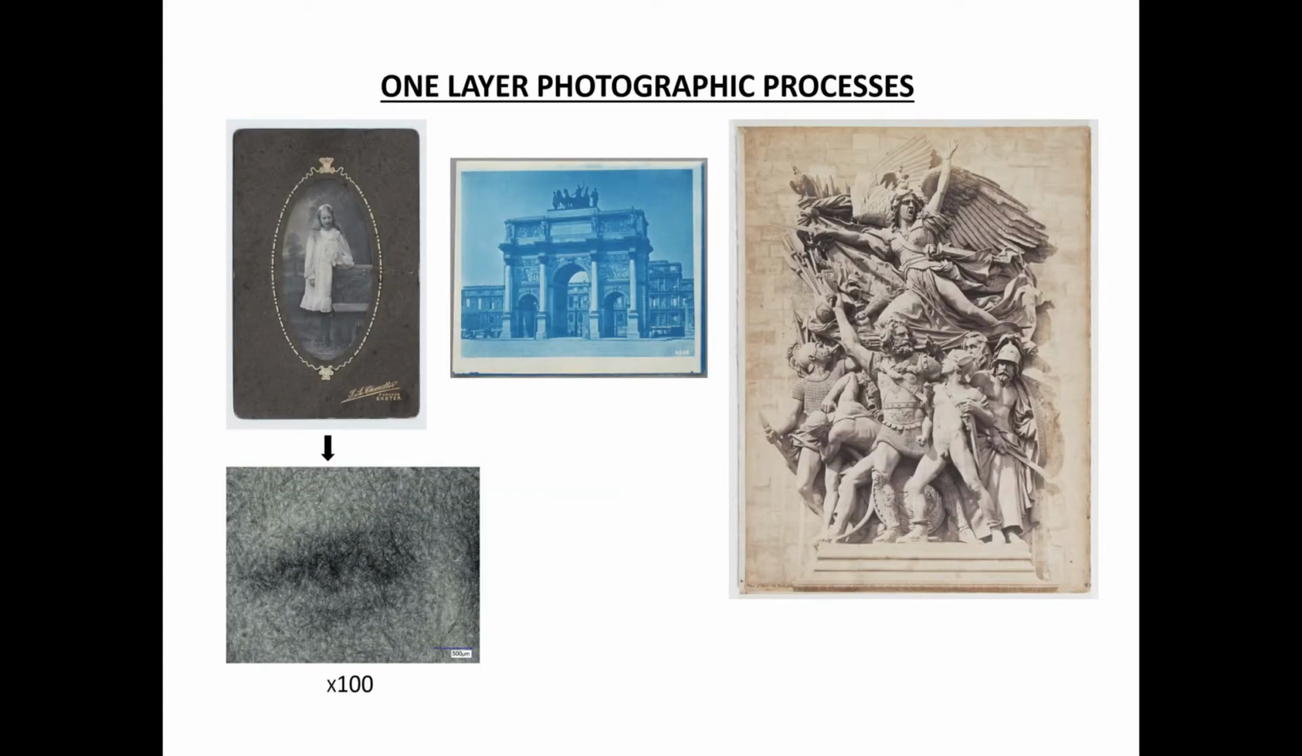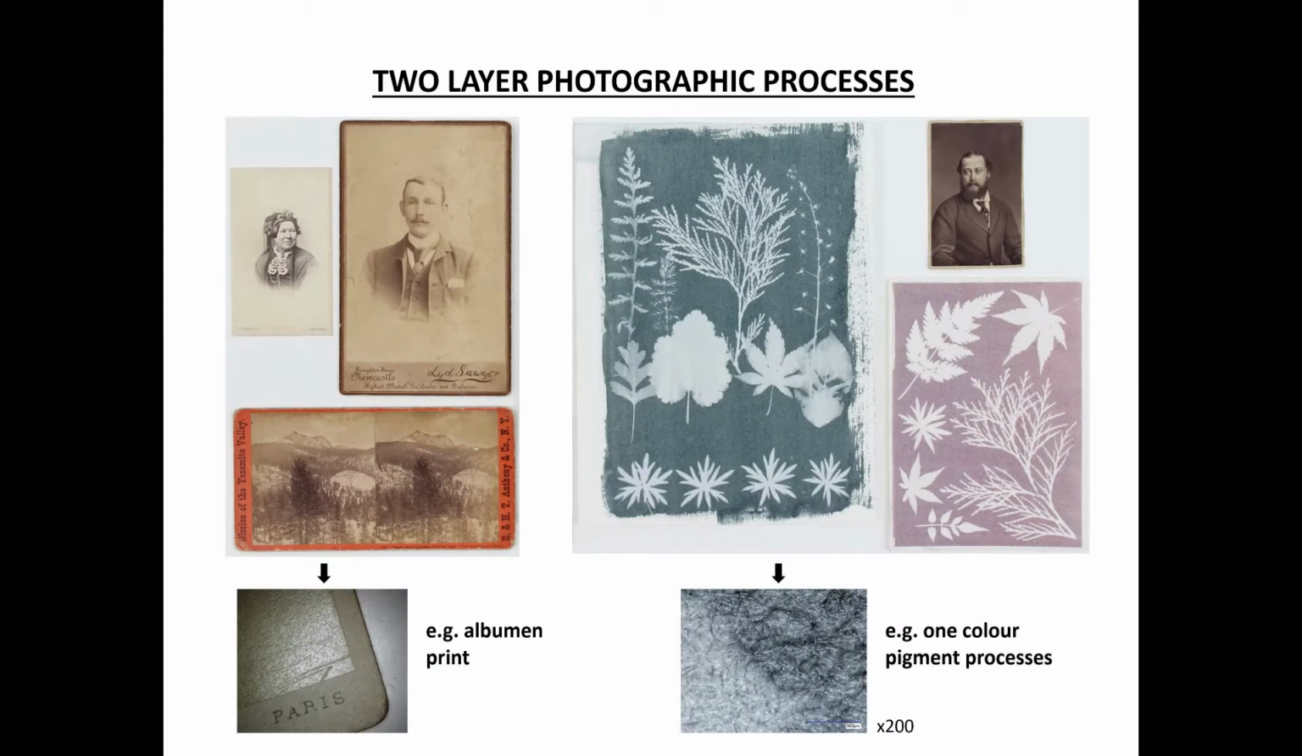We can also divide up prints by the number of layers there are. So here we have one layer prints which just consist of the chemical that forms the image, which is embedded in the paper base. And then there are two layer prints, and here you have a paper layer and an emulsion or binder containing the image forming substance, and the paper fibres may be still somewhat visible.